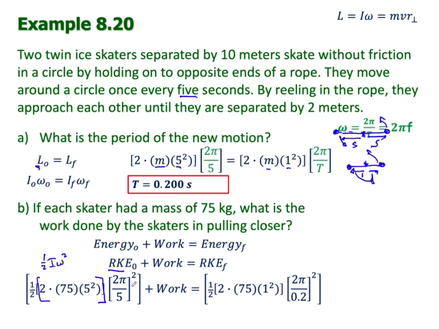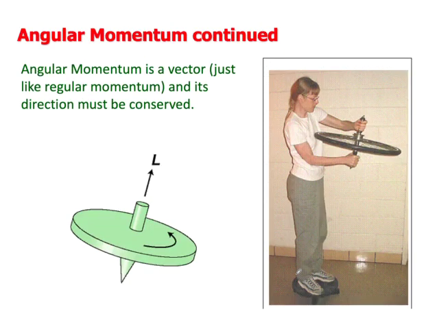1/2 I omega squared plus the work done equals the final 1/2 I omega squared. And if you solve this one, you'll discover a crazy amount of work, over 71,000 joules of work to pull them in that close. All right.